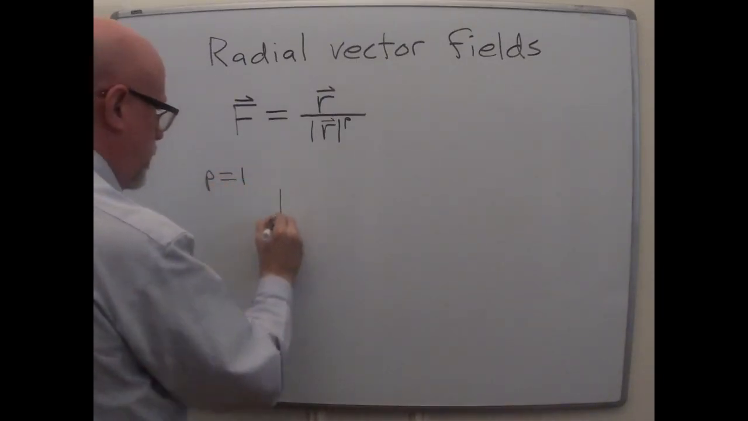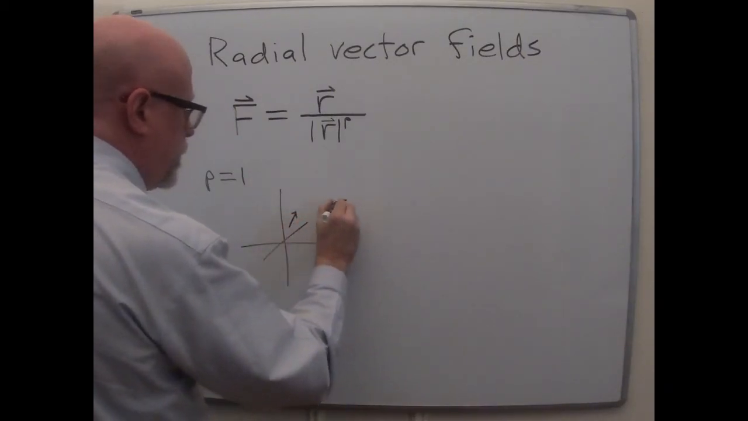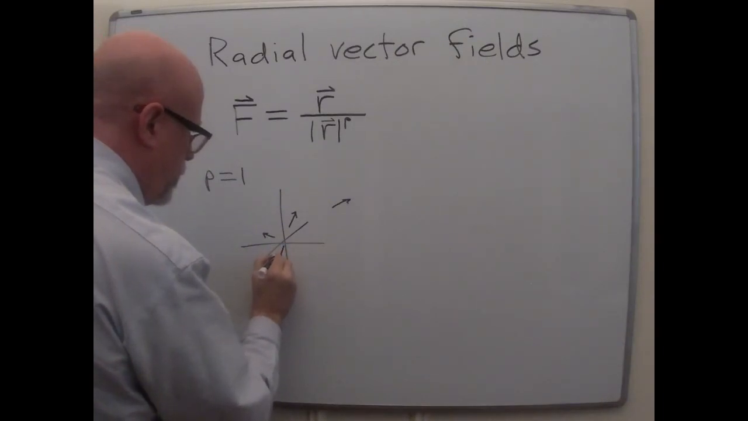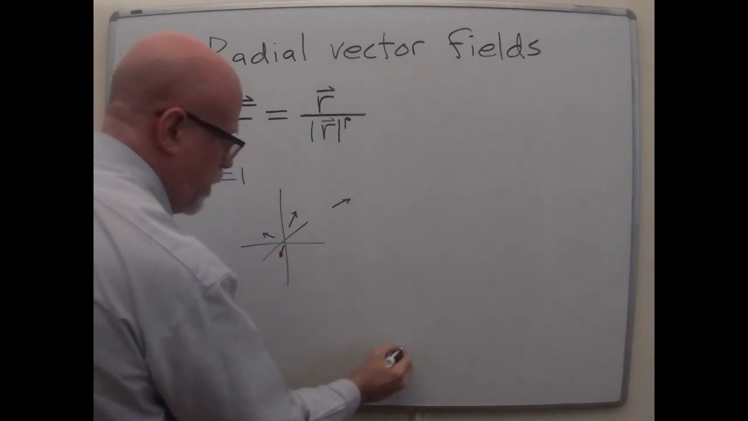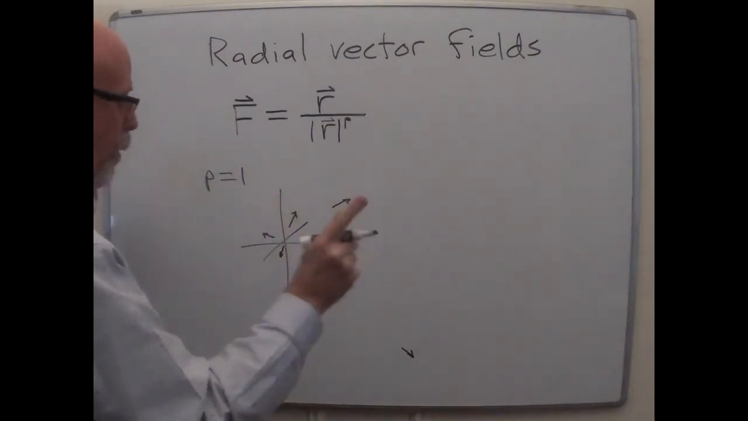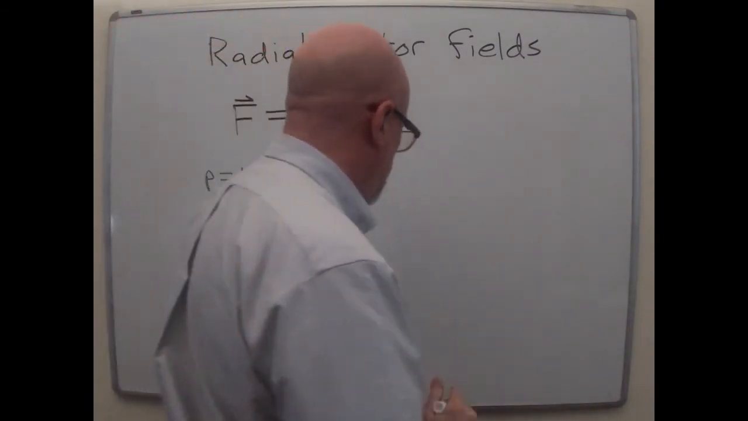P equals 1 would look kind of like this. Vectors that are all unit length, no matter where you are. Even if you're in really close to the origin, they're unit length. If you're really far from the origin, they're unit length. So length 1 vectors just point out, away from the center. That's p equal 1.